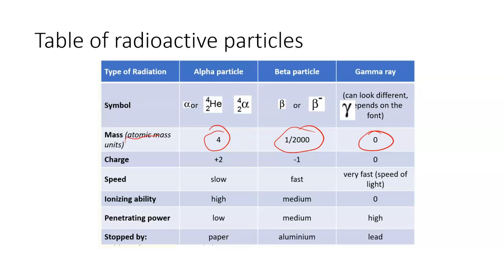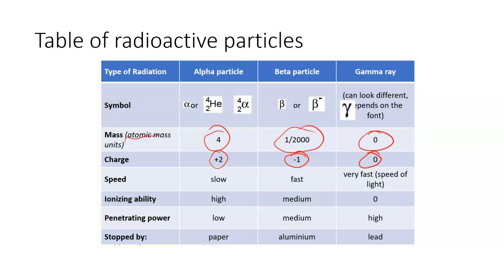Our charge, alpha particle's got a bigger charge, so that's also going to make it be more damaging. The beta particle, it's got a -1 charge, so it's also got a little bit more damage. The gamma ray has no charge, so it's not going to interact as much with what it's going through.